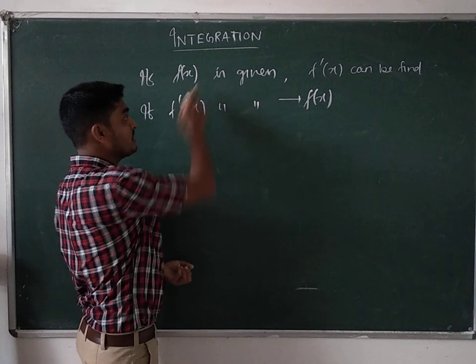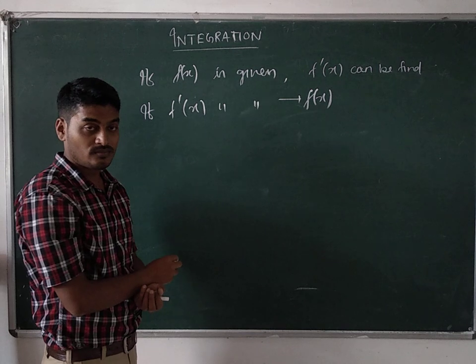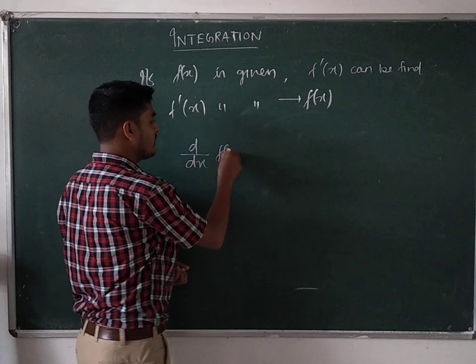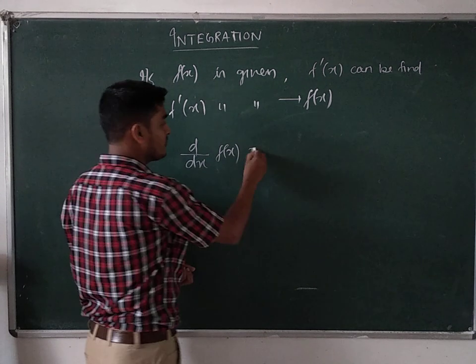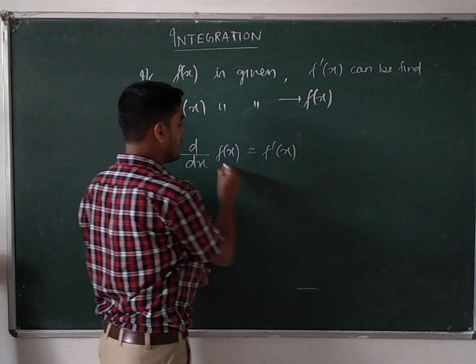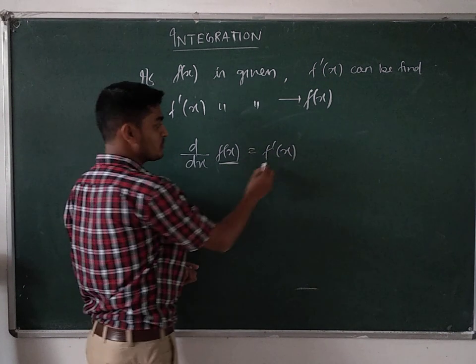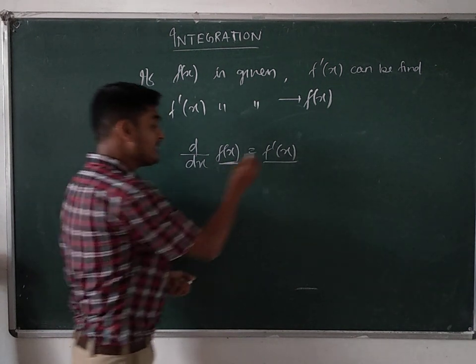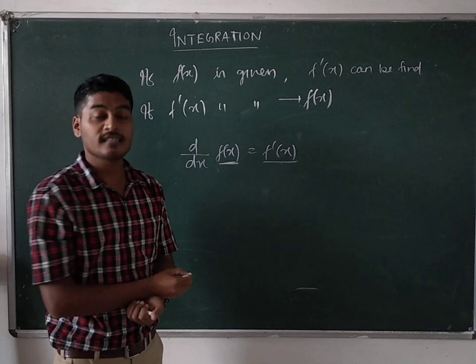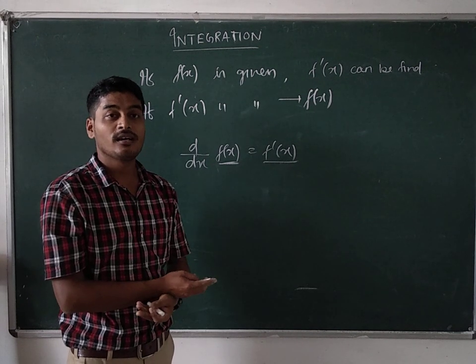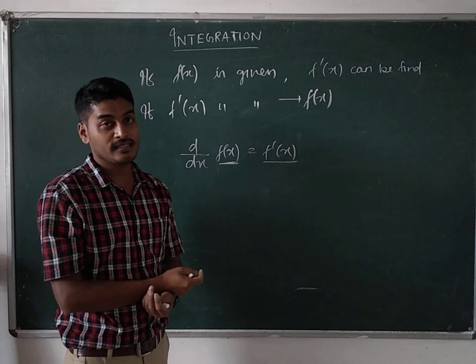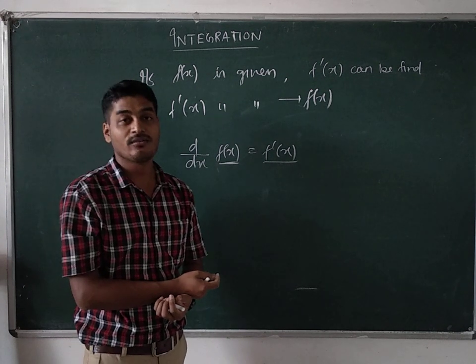Isn't this the differentiation process? Think carefully: d/dx of f of x is equal to f dash x. So f of x is given, and by differentiating it we find f dash x. My question is, if f dash x is given, is there a possibility of finding f of x? Obviously, one specific or particular procedure is there where f dash x will be given and we can easily find out the value of f of x.